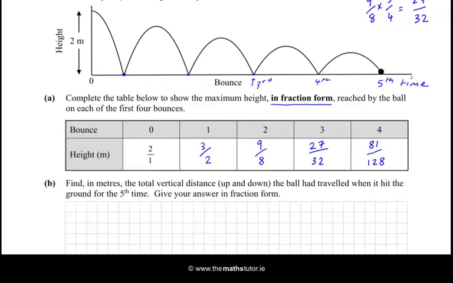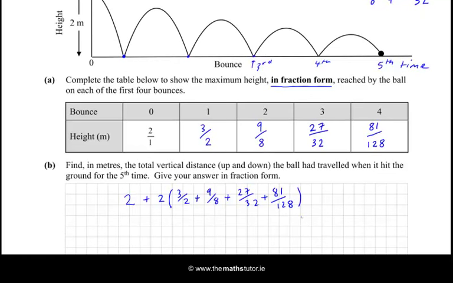Okay, so what it's doing is it's going down 2 meters, first of all, and then it's going up and down 3/2, up and down 9/8, up and down 27/32, and up and down 81/128. So the distance is 2 plus twice the other 4 distances. So we can just punch all that into the calculator and we get 653/64. And again, we were asked to give our answer in fraction form. So you wouldn't round that to a decimal.